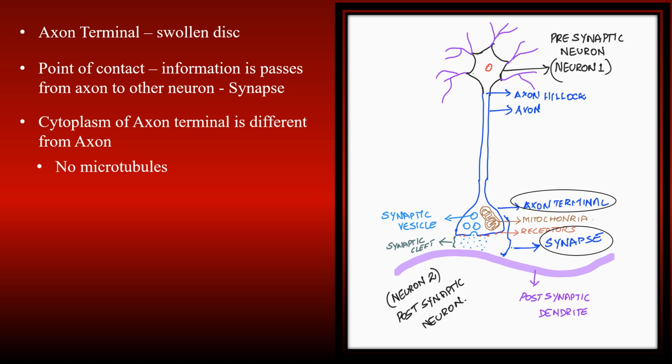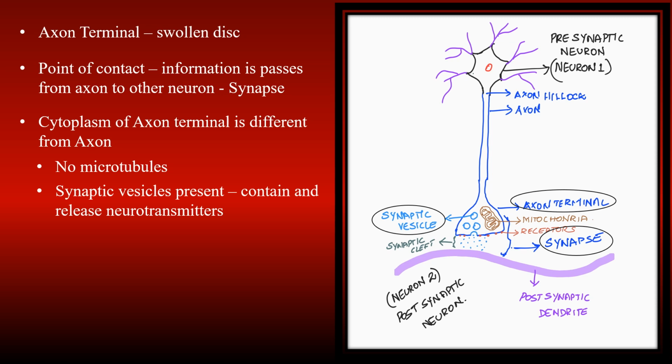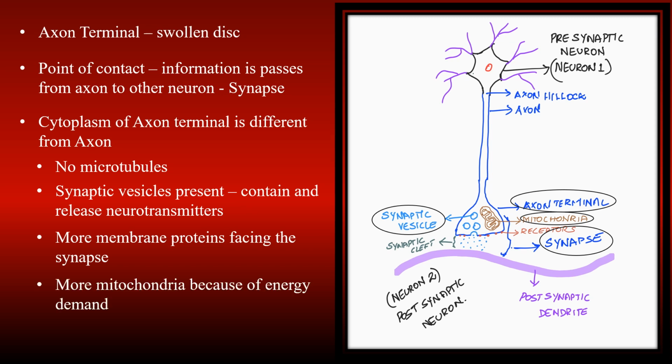How? Let's see. Microtubules do not extend into the axon terminal. There are numerous bubbles of membranes called synaptic vesicles present in the axon terminal. These contain and release neurotransmitters, that is, the chemical messengers for information communication. There are more proteins present in the inner surface of the membrane facing the synapse. Because all information passing happens here, the energy demand is high, and so mitochondria can be found in abundance in axon terminals.